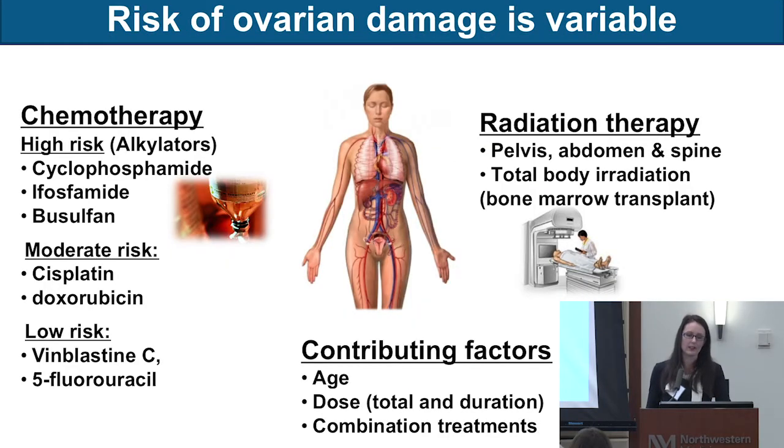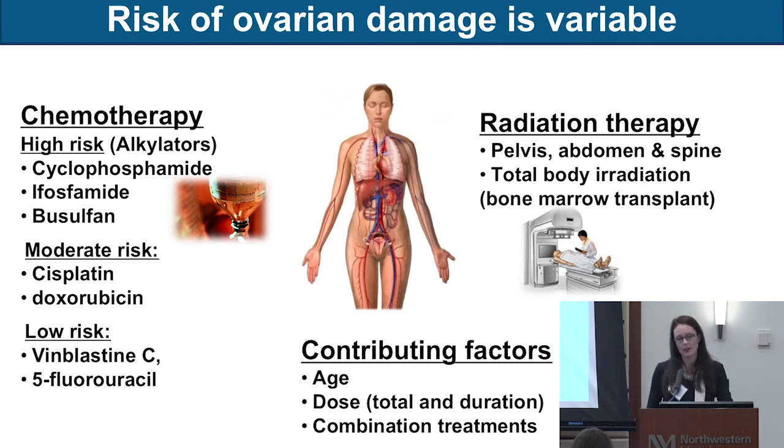The risk of ovarian damage is highly variable and depends on the type of treatment. We know that with the chemotherapy agents, we can divide these roughly into groups that pose a high risk, a moderate risk, or a low risk. With the high risk categories, it's really the alkylators that we know are the most damaging. But there are a lot of new treatments now coming into use that we know very little about, that we really need to invest some time studying.